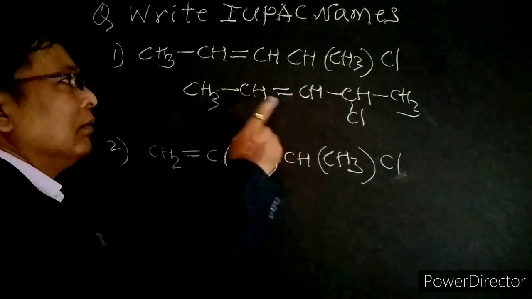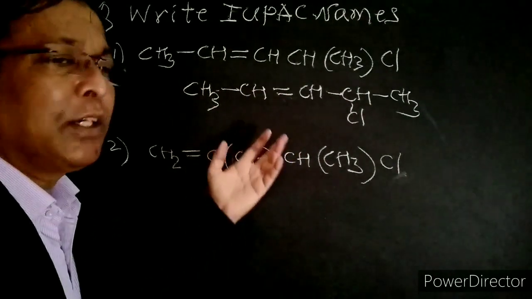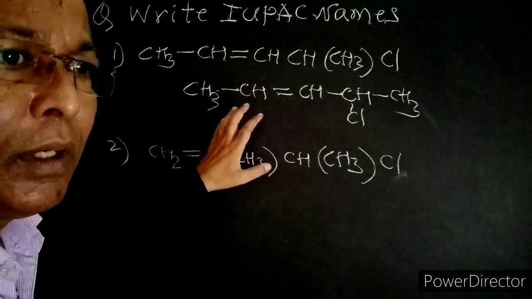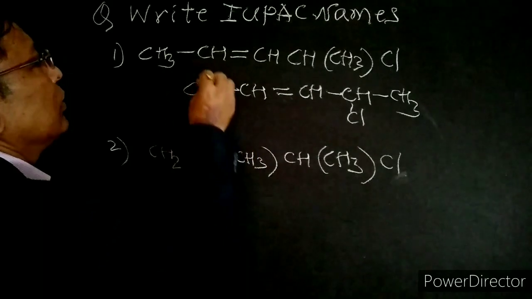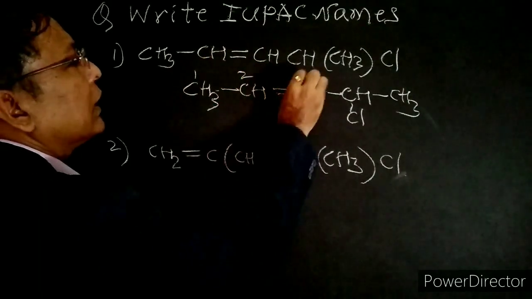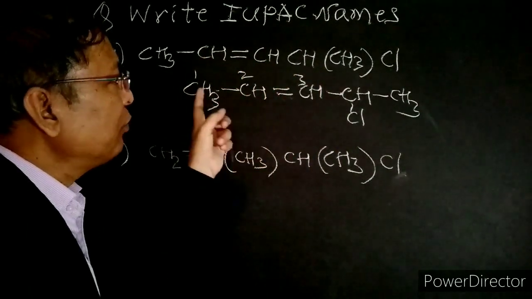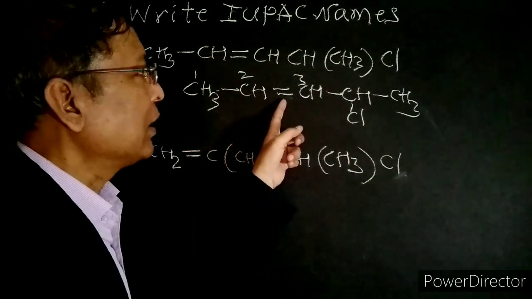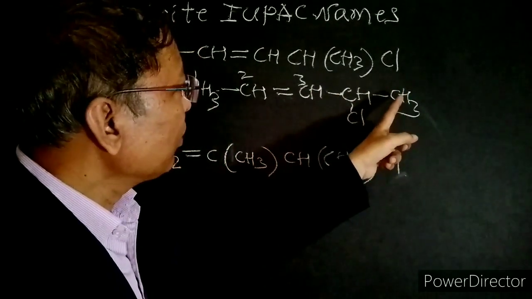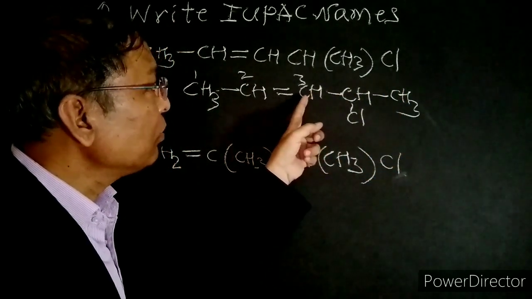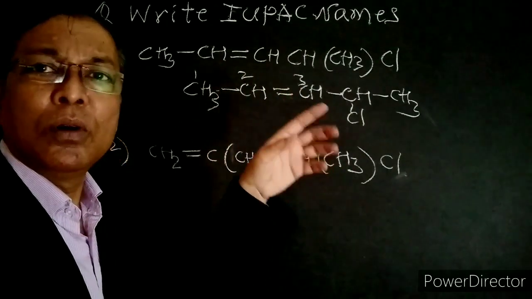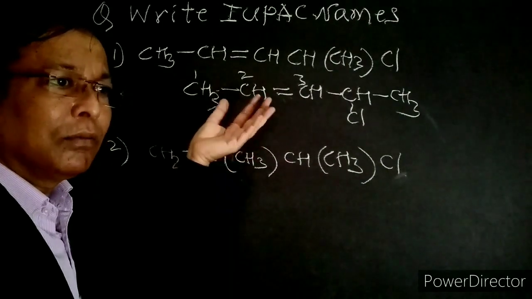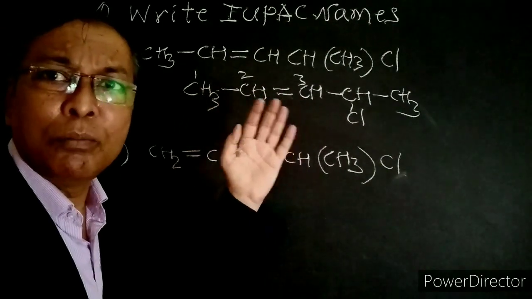When a multiple bond is present, like a double or triple bond, we should begin the numbering of carbon atoms near to the double bond. So 1, 2, 3. See here, the double bond starts. If we number 1, 2, 3 like this, the double bond begins from the second carbon atom. If we start numbering from the other end, 1, 2, 3, the double bond starts from the third carbon atom. We should go from that end where the double bond starts first, or where the double bond becomes near.